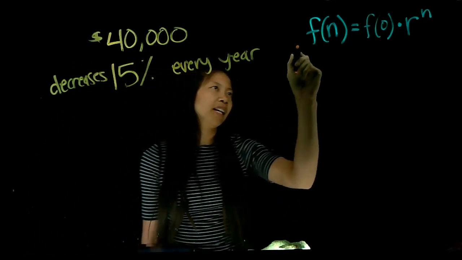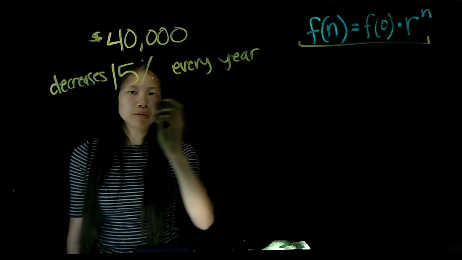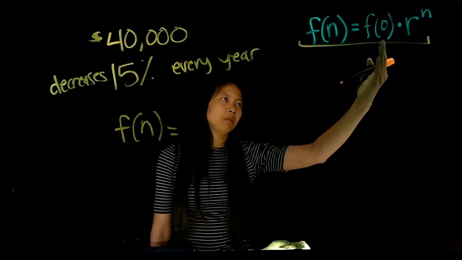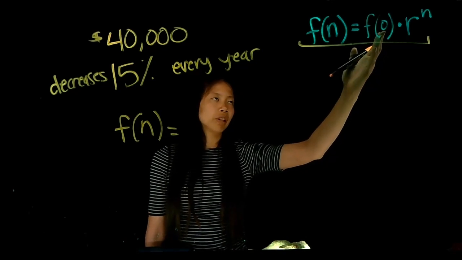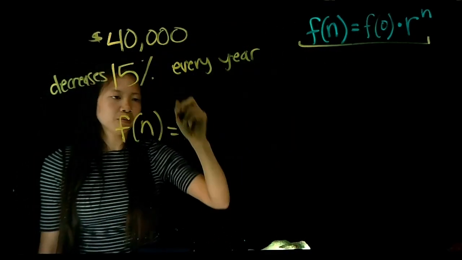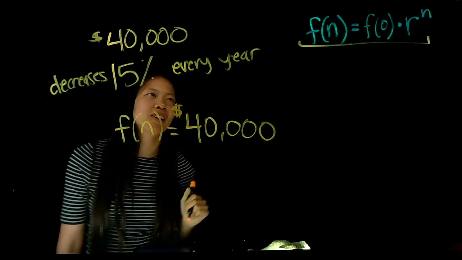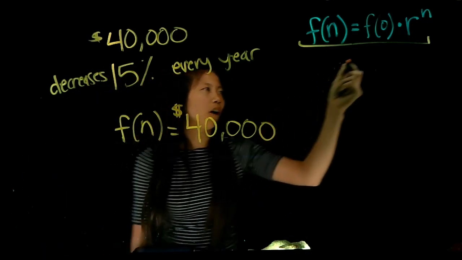So let's write our equation to help us out with that. f of n is how much our car is worth, equals f of 0, which is how much my car is worth after 0 years. After 0 years, it cost me $40,000. We know our car's initial value starts off at $40,000. All right, and then we have to figure out our ratio now.